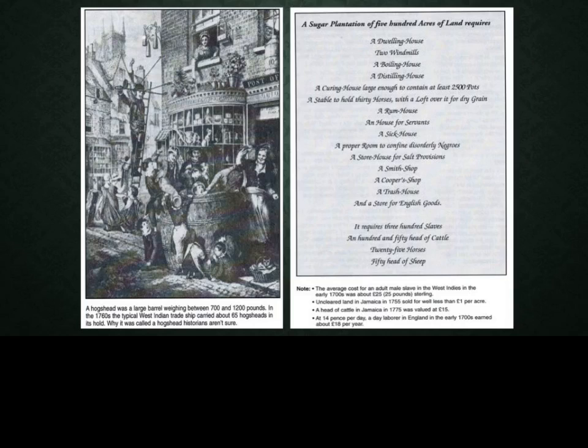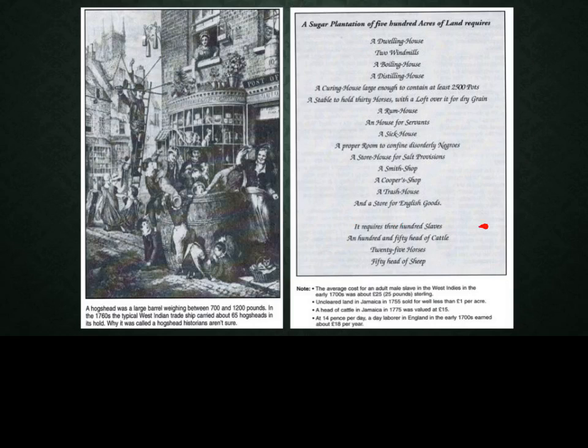And this list here on the right, I thought it was important to give you an idea of a sugar plantation of about 500 acres of land. What's required to operate a sugar plantation? A dwelling house, 2 windmills, a boiling house, a distilling house, a curing house large enough to contain at least 2,500 pots, a stable to hold about 30 horses with the loft over it for dry grain, a rum house, a house for servants, a sick house, that would be like an infirmary, a proper room to confine disorderly Negroes, a storehouse for salt provisions, a smith shop, a cooper shop, a trash house, and a store for English goods.